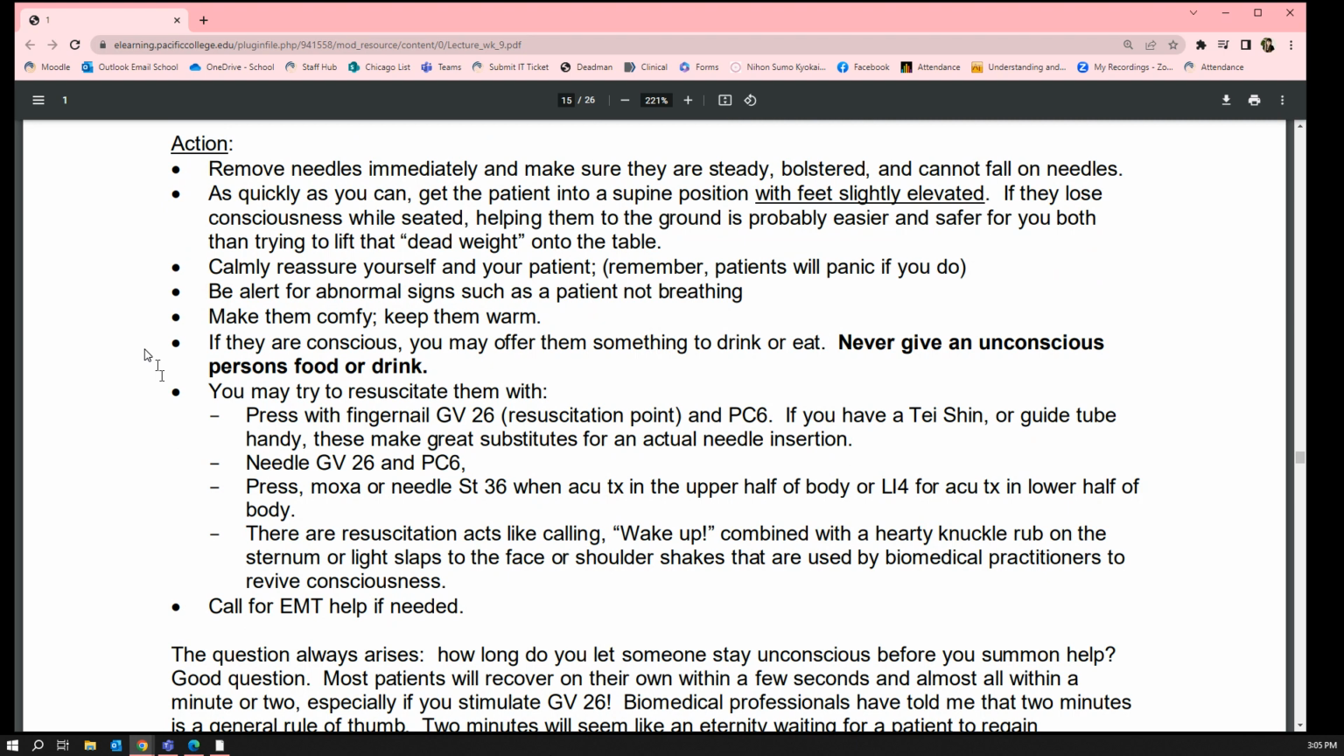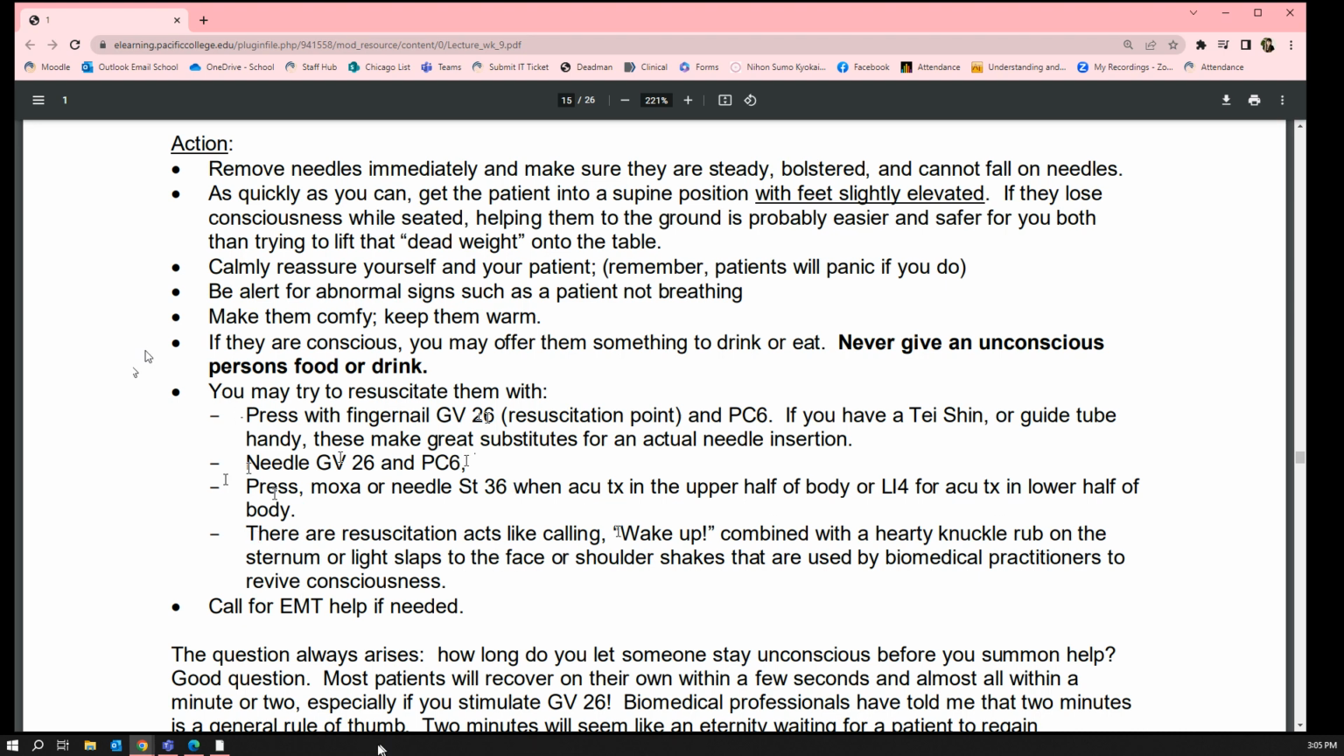If they are conscious, if they don't lose consciousness, you can offer them something to drink, but do not ever offer or give food or drink to an unconscious person. If they lose consciousness, you can try to resuscitate them by pressing a fingernail to DU26. That's the poodle point, right underneath the philtrum, underneath the septum of the nose. Needle DU26 and PC6. You can press moxa or needle at stomach 36 and LI4.